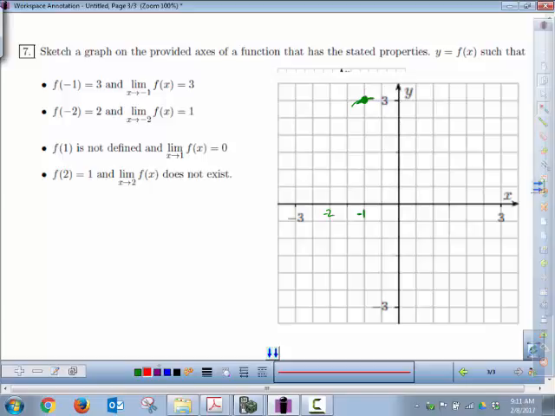F of negative 2. F of negative 2 is equal to 2. 1, 2. Negative 2 is equal to 2. But the limit as x approaches negative 2 is 1.